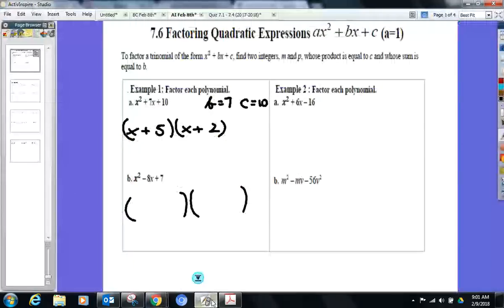Here you go. What's your c value up here? 7. And how about your b value? Okay, so now I got a negative now to deal with. So I got x and x. 2 numbers that multiply to 7. No, multiplies to your c value. Multiplies to 7, but adds to -8. Well, multiplies to 7. There's not really many choices, are there? What are my only 2 numbers?